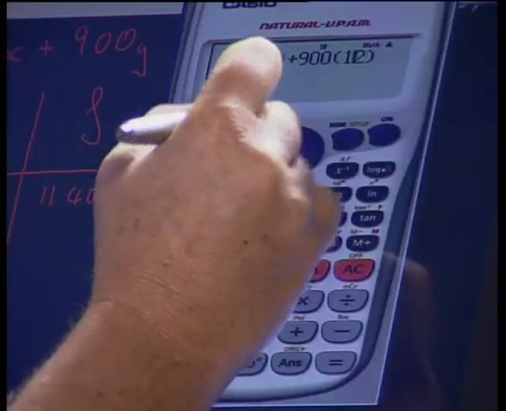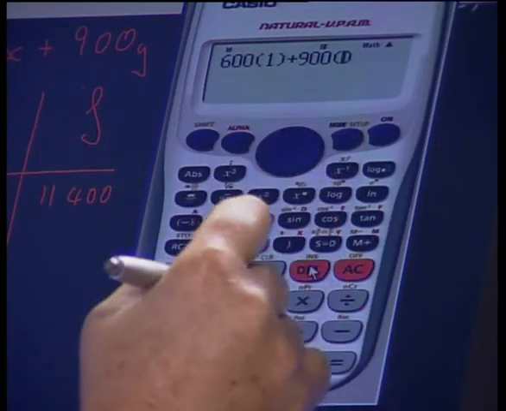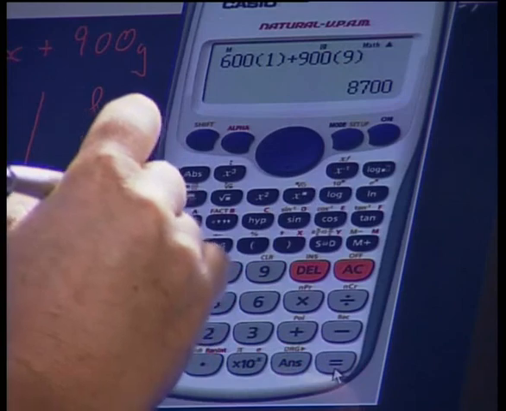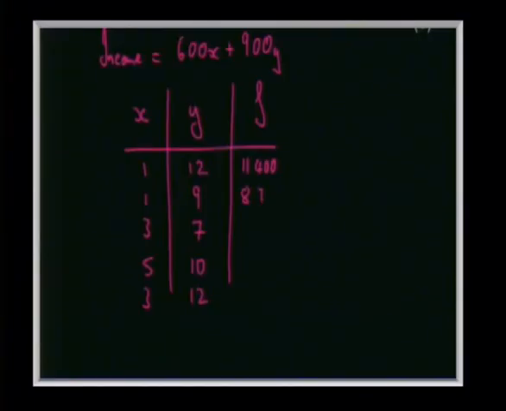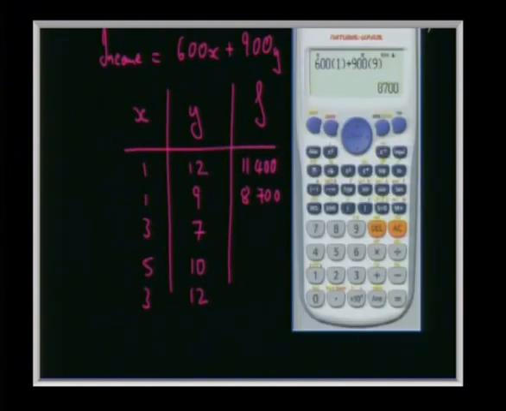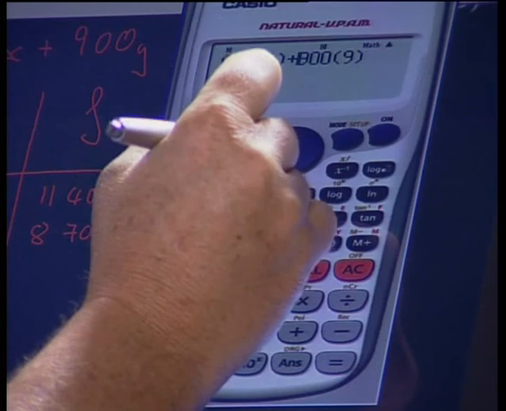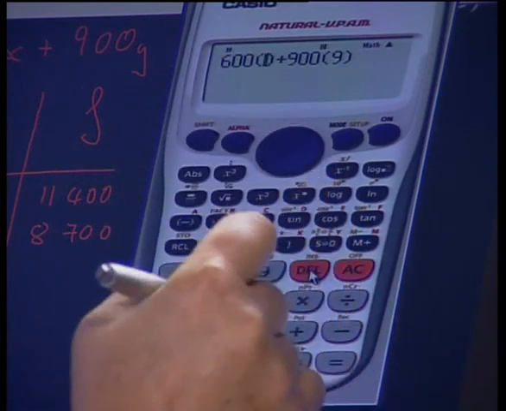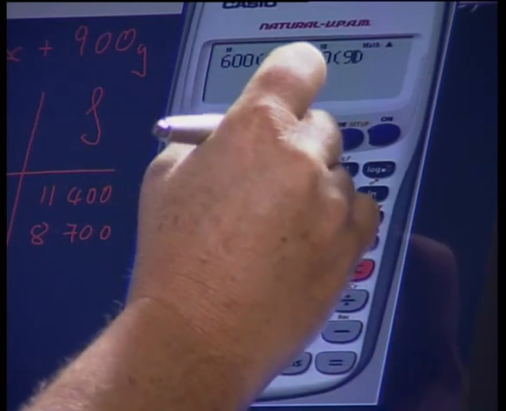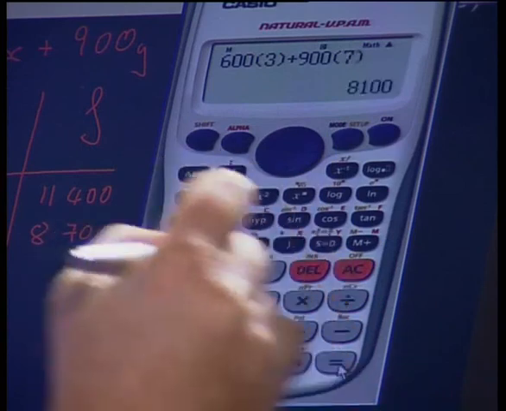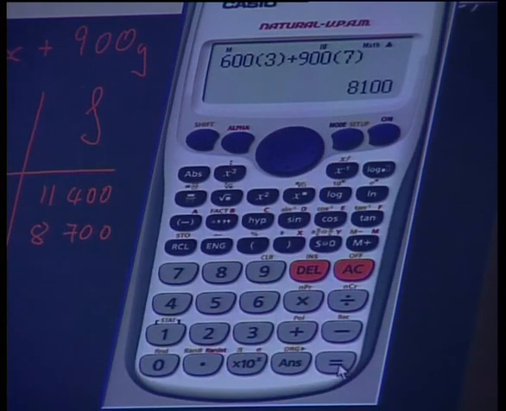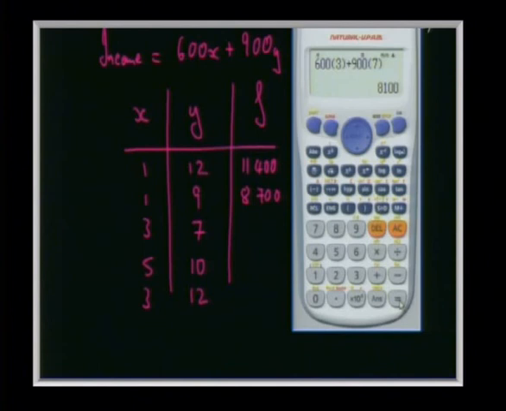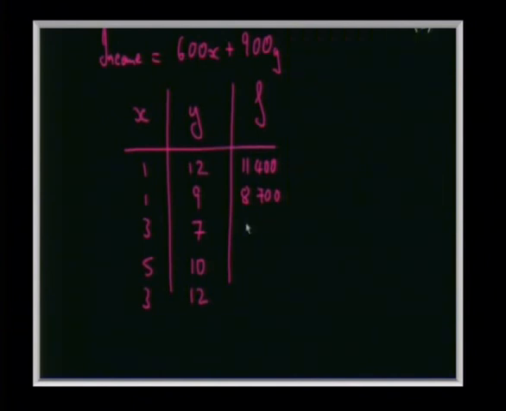Popping in (9, 8), 8,700. Popping in the point (3,7), x is 3, y is 7: 8,100. Even less.